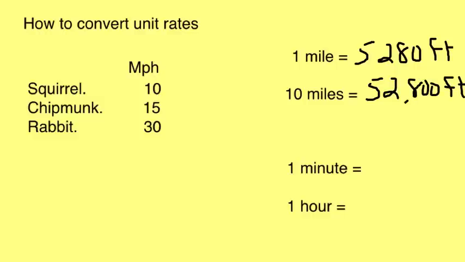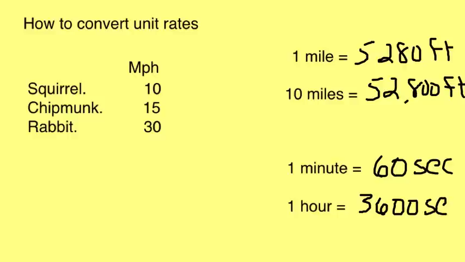We're also going to put the units in a minute. How many seconds are there in a minute? Well, there's 60 seconds. So how many seconds would be in an hour? Well, that would be 60 minutes times 60 seconds, which would give us 3,600 seconds. So go ahead and fill that information in the blanks on your notes.